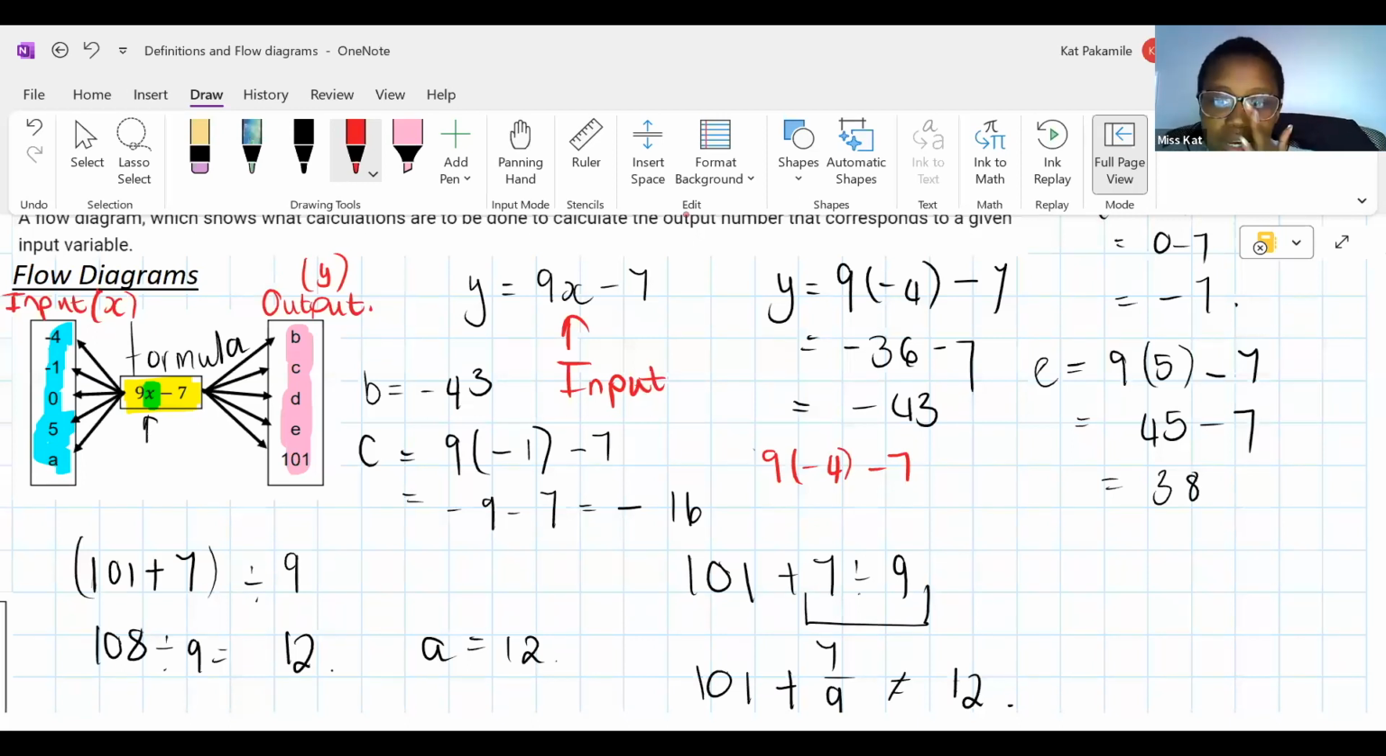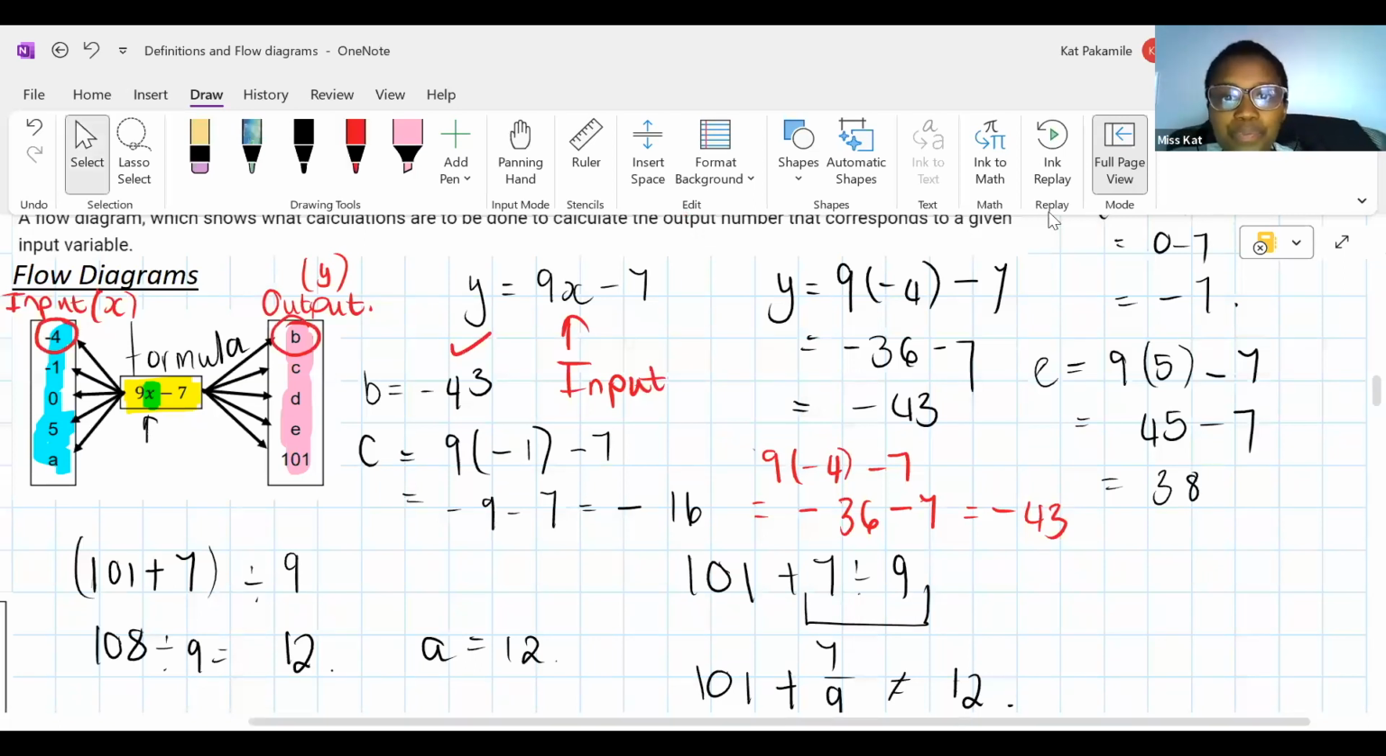So then a positive and a negative give you what? Negative. What's 9 times 4? 9 times 4 is 37. 36, very close. And then we still have to subtract 7. So then what's -36 minus 7? It is equal to -43. Do you see where we got that -43 for B? Yes. Because the B corresponds with an input of -4. Do you understand now? Yes, I do.